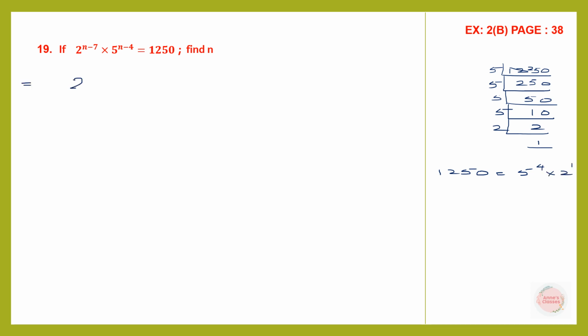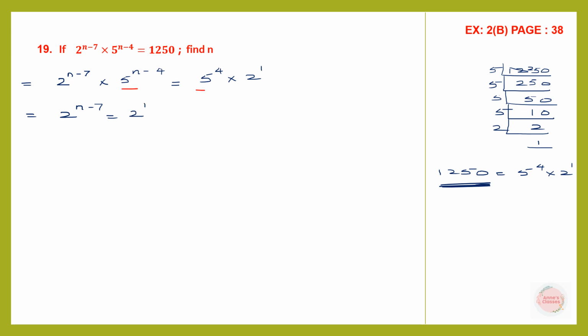So now this is equal to 2 raised to the power of n minus 7 into 5 raised to the power of n minus 4, which is now equal to, instead of writing 1250, we can write 5 raised to the power of 4 into 2 raised to the power of 1. Now, since both sides are equal, we can take the numbers with the same base. So I can take this and this together. So that means 2 to the power of n minus 7 is equal to 2 to the power of 1. So I've taken only the 2's.